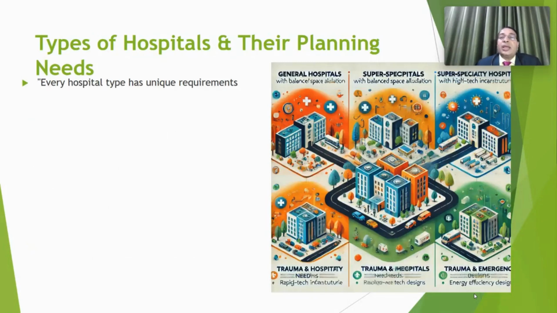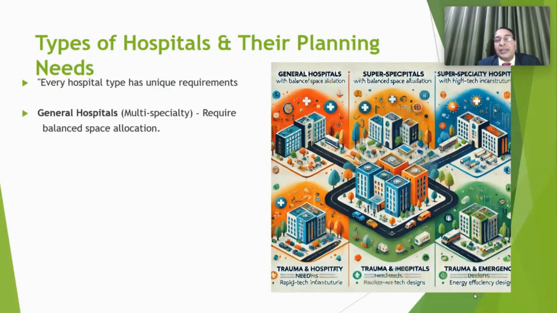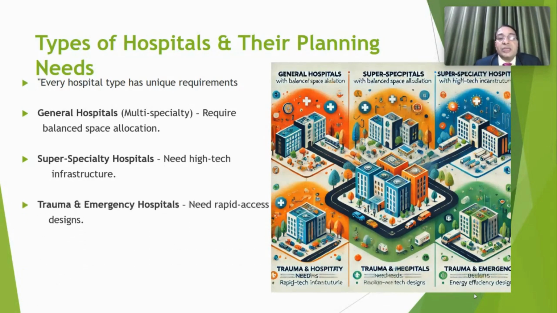What are the types of hospital and their planning needs? Because hospitals are of different types and their planning needs are also different. A general hospital or multi-specialty hospital requires balanced space allocation. A super specialty hospital needs high-tech infrastructure, and a trauma and emergency hospital needs rapid access design. Means in a trauma center, emergency and OT should be within 3 minutes' reach. And if you are planning a cath lab or cardiology unit, then emergency and cath lab should be near, not so far, to save crucial time.